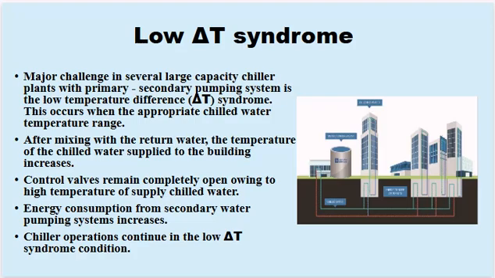Let's explore the low delta T syndrome, which can present a real challenge, especially in large capacity chiller plants using primary-secondary pumping systems. But what does low delta T really mean? Essentially, it's when the chilled water temperature difference, or delta T, isn't maintained as planned. This condition leads to a higher temperature of the chilled water returning from buildings, which then mixes with new chilled water, raising the overall supply temperature.